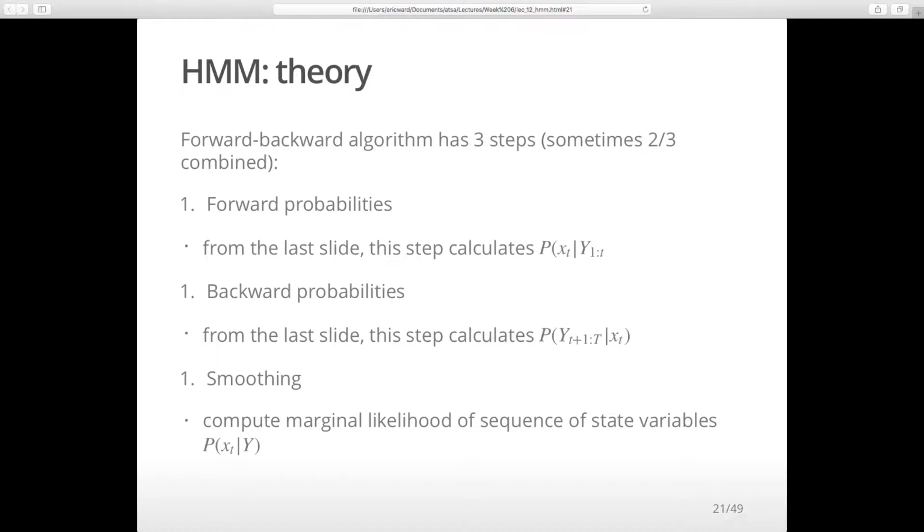Then the second is to estimate the backward probabilities, and so given where we are now, or the state of nature x sub t, what's the probability of the future sequence of data from this point forward, which is the y that's subscripted from little t plus 1 to capital T. Then there's a smoothing step, and so this smoothing step is important because then we calculate the marginal likelihood of the sequence of the state variables x sub t given our data y.